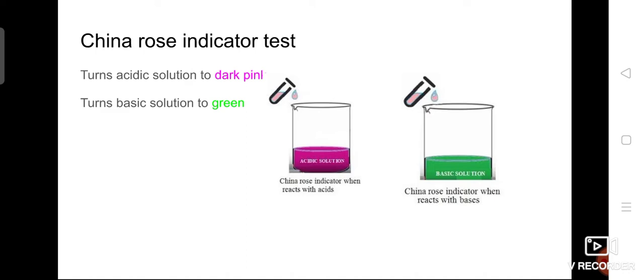What do you observe? The change in color is very different in both, because we took the acid and base separately. So two different colors you will observe. In acidic solution, the acid turns the reddish color into dark pink, while bases turn it green. So looking at the difference in color, we can easily identify which one is acid and which one is base. In case of neutral, no change in color. Are you all clear with this?